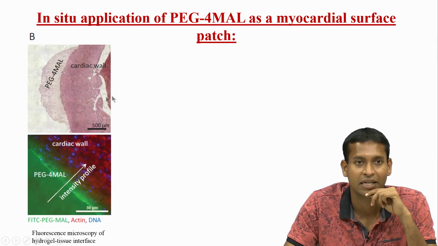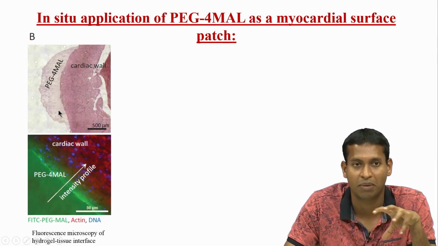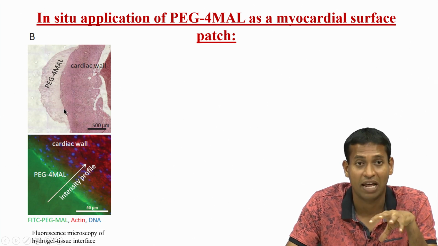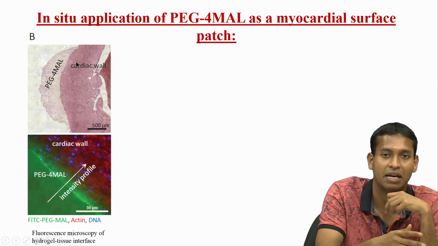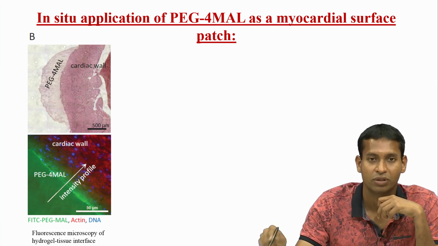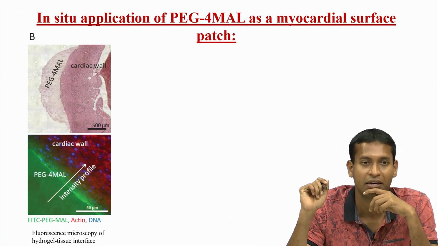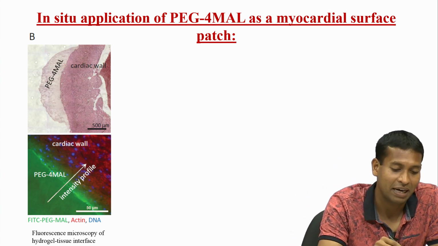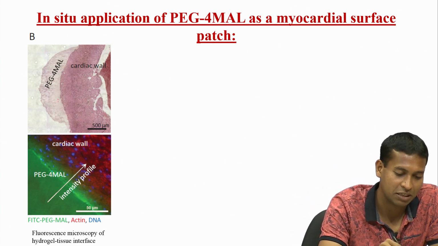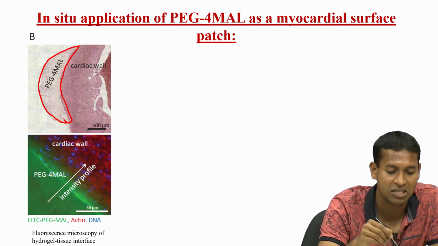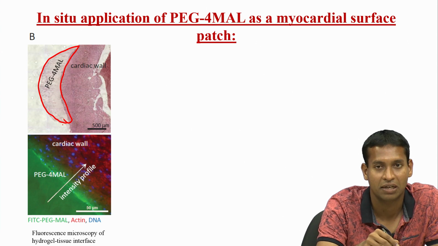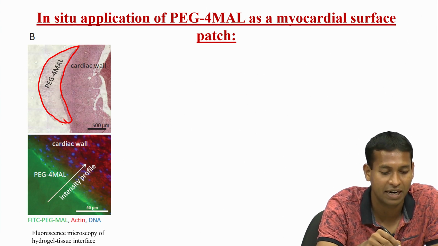And then let us see what happens when you apply this in vivo. What these authors have done is put it on a mouse heart, so on a live animal. When you dispense a little bit of liquid onto the beating mouse heart, the liquid spreads a little bit, but then it starts polymerizing. So you get a polymerized gel taking the shape of the external surface of the cardiac wall.